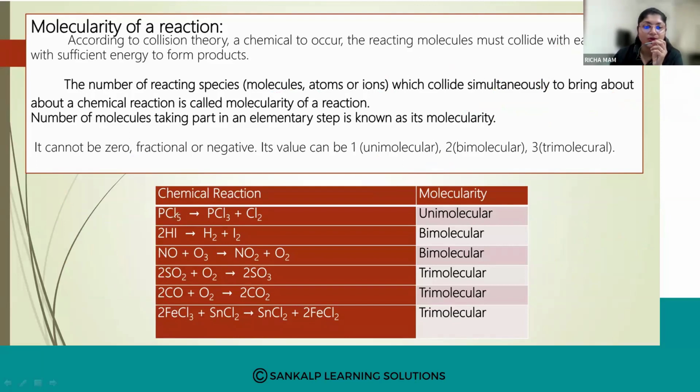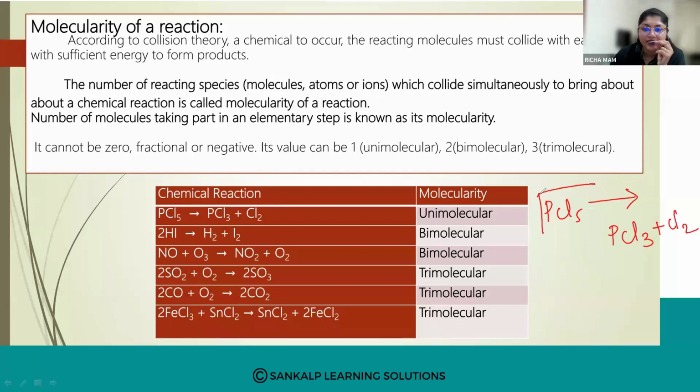Now the first example is PCl5. PCl5 means phosphorus pentachloride. So what is happening? Phosphorus pentachloride is undergoing a decomposition reaction. Decomposition means it is breaking down. PCl5 is breaking down to give you PCl3 plus Cl2.